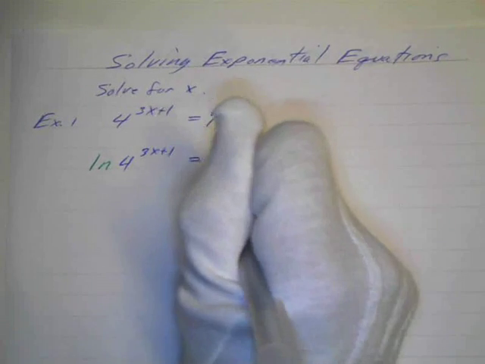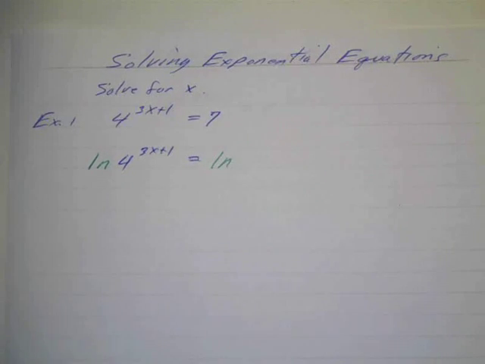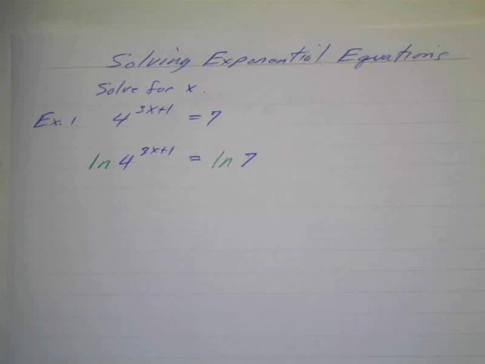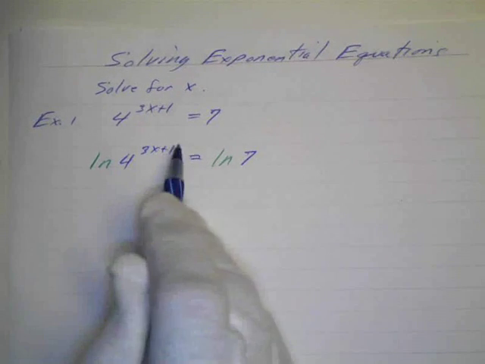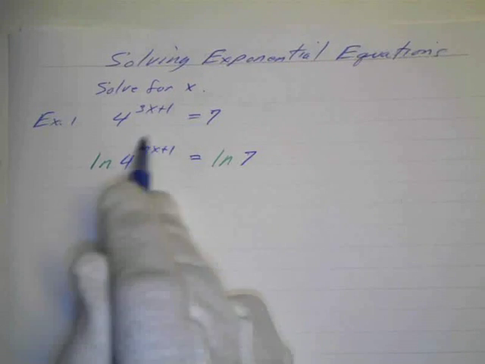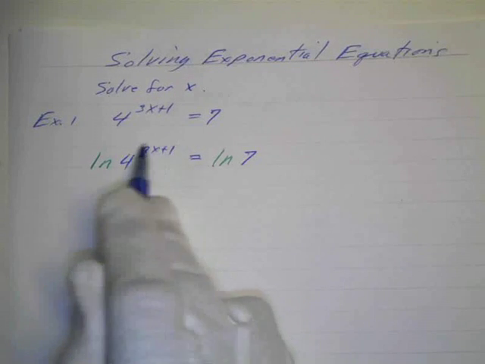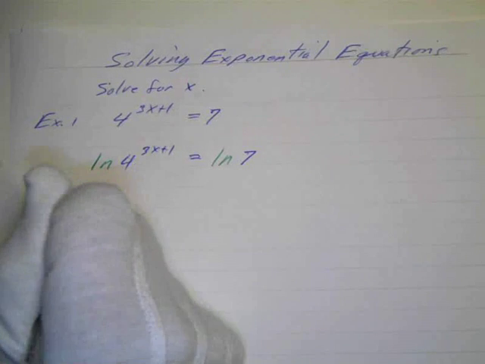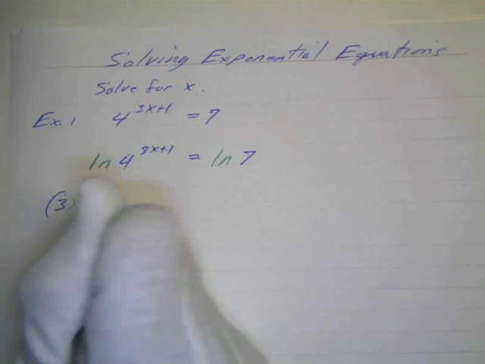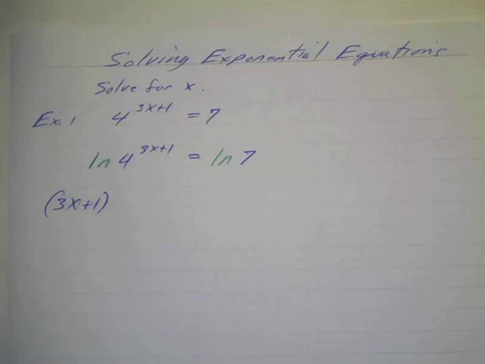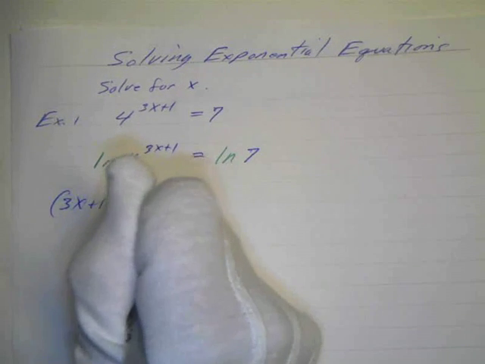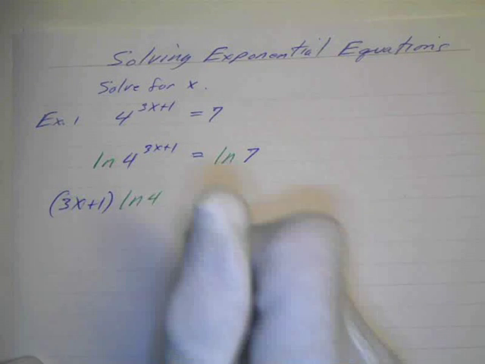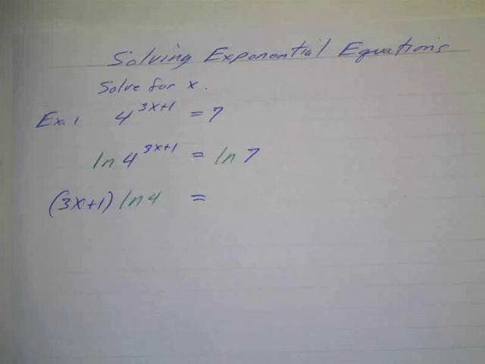So this is going to be the natural log of 7. I just take the natural log of both sides, and now I have that. Remember the power rule, I can always move the exponent in front, and this whole thing is the exponent, so we'll have 3x plus 1, now a binomial, times the natural log of 4. And here we just have the natural log of 7, so that's okay.